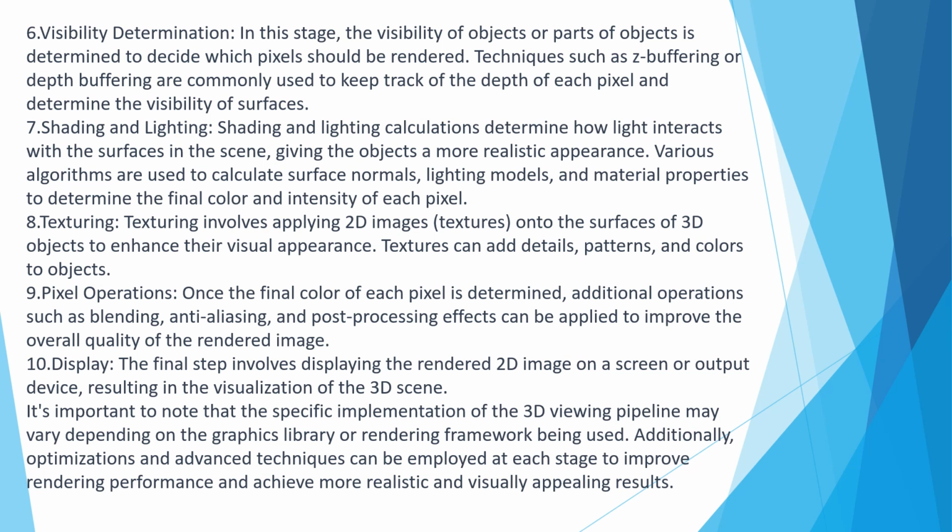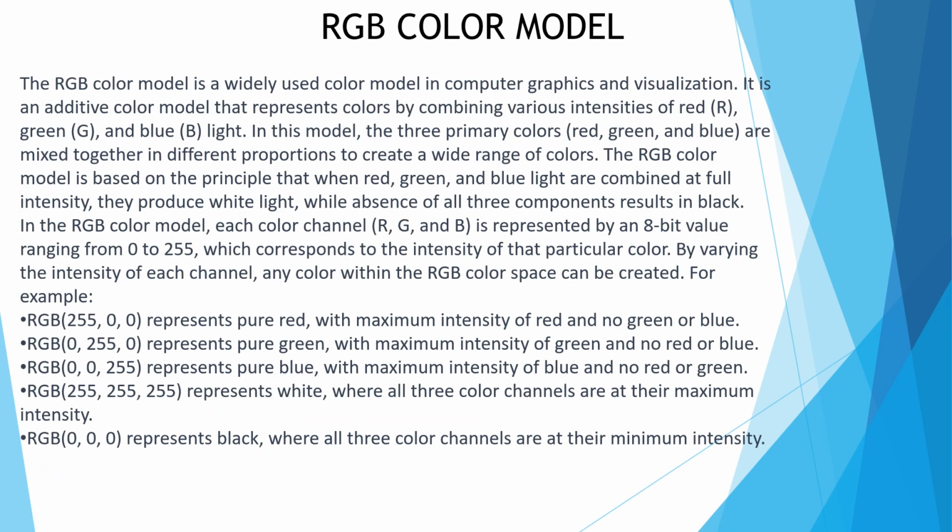Additional operations such as blending, anti-aliasing, and post-processing effects can be applied to improve the overall quality of the rendered image. Display. This is the final step. It's important to note that the specific implementation of the 3D viewing pipeline may vary depending on the graphics library or rendering framework being used. Additionally, optimizations and advanced techniques can be employed at each stage to improve rendering performance and achieve more realistic and visually appealing results. Next, we see the RGB color model.